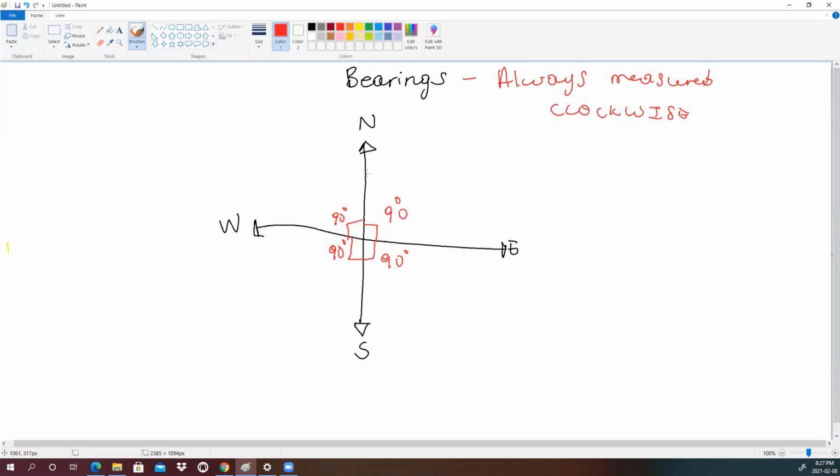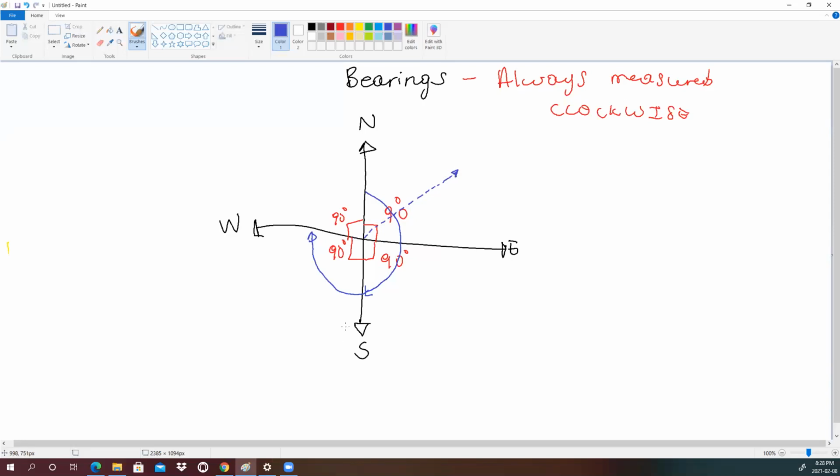So it means that if you're measuring from north to south, that would give you what? 180. And if you measure from north to west, that gives you what? 180 plus 90, 270, and so on.